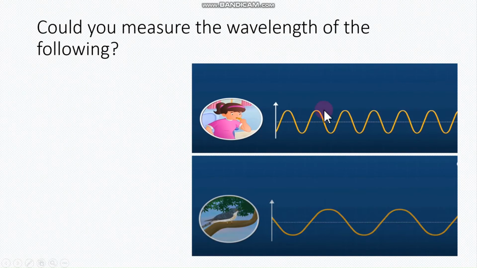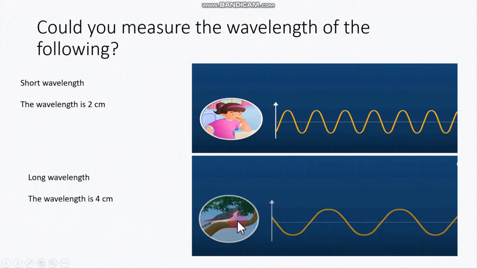Question: could you measure the wavelength of the following? So please use your ruler and measure. Are you ready? First one, the wavelength is 2 centimeters. We call that short wavelength. Second one, the wavelength is 4 centimeters. We call that long wavelength. Can you see the difference? Here is shorter than this one, and this one is longer than this one.